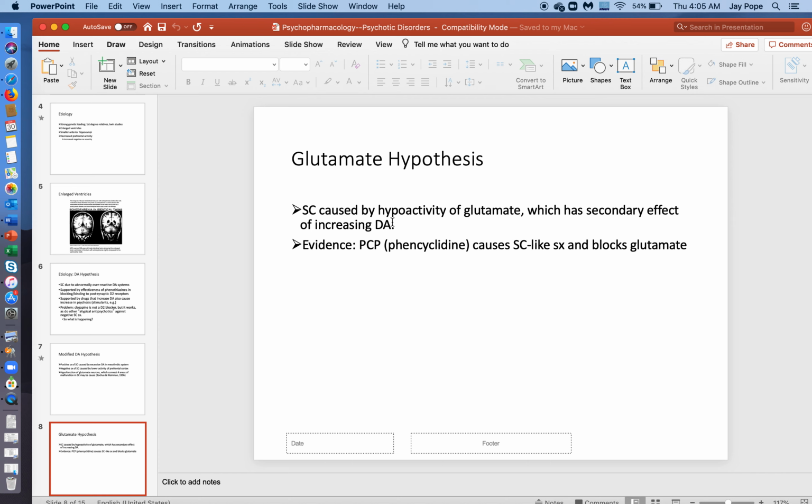So this hypothesis is basically saying when glutamate is not active, it has the secondary effect of increasing dopamine. When you increase that dopamine, you're going to get higher levels of schizophrenia. This may have been worded incorrectly because that sounds a little bit confusing. The evidence for the glutamate hypothesis is that a drug called PCP, not used as much anymore, but was used, goes by the street name angel dust, causes schizophrenia-like symptoms and blocks glutamate.